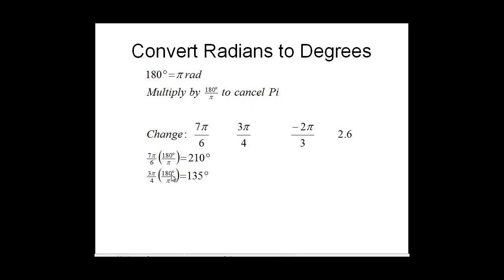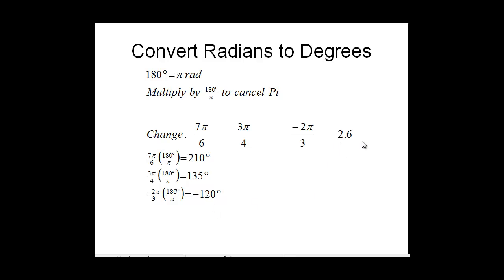4 goes in 180 45 times 3, it's 135, and again the pi's cancel. Negative 2 pi over 3, that's going backwards around the circle, or clockwise. Negative 2 pi over 3 times 180 over pi. Again, the pi's cancel. 3 goes into 18 60 times 2 is negative 120.